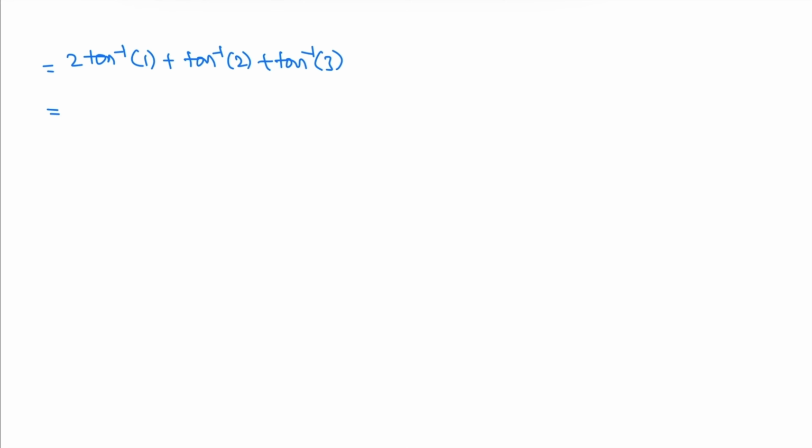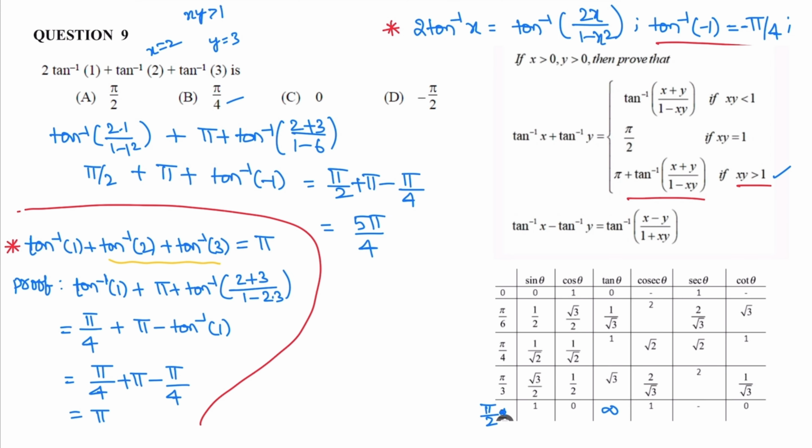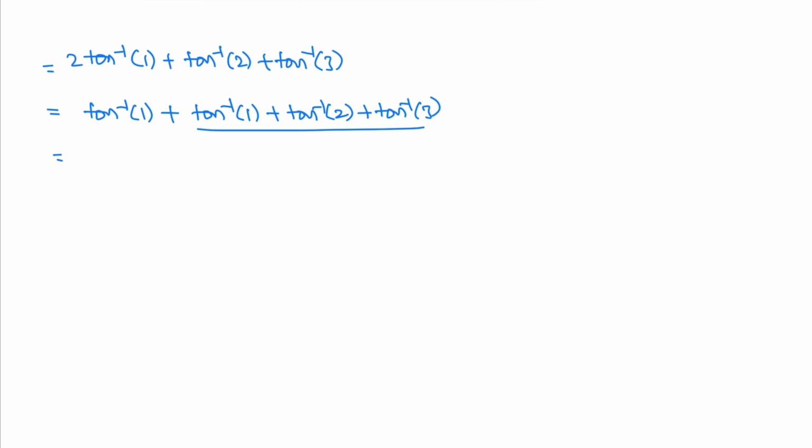So it can be written as tan inverse 1 plus tan inverse 1 plus tan inverse 2 plus tan inverse 3. Its value is pi: tan inverse 1 plus tan inverse 2 plus tan inverse 3 has value pi. So tan inverse 1, which is pi by 4, plus pi. So that is 5 pi by 4.